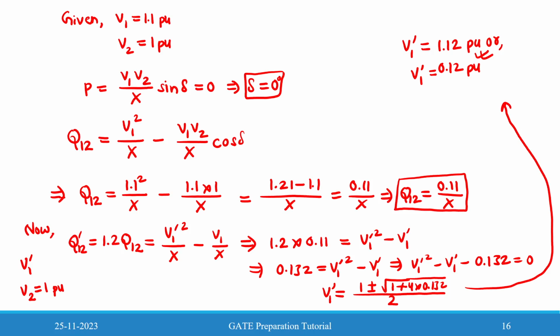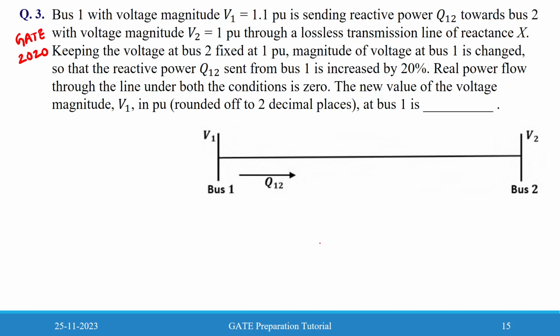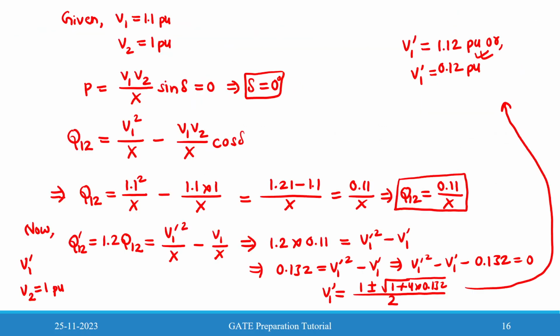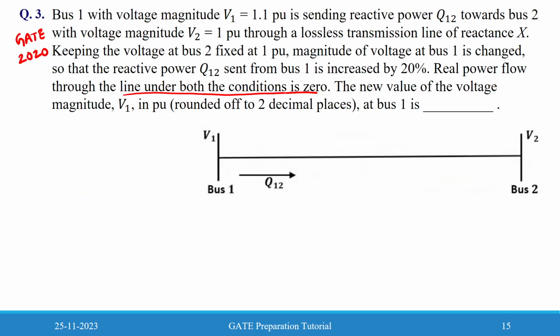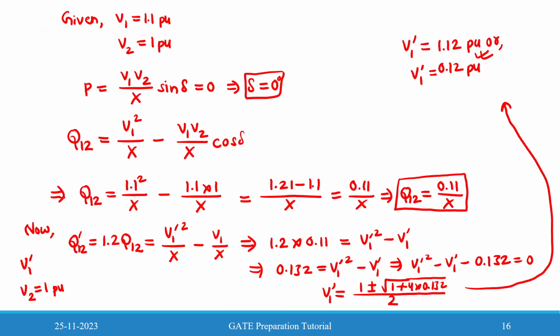So we are given the V1 magnitude and V2 magnitude. Since the active power flowing through the line under both conditions is 0, we will first find the power angle. So we get the power angle as 0. First we will find this Q12 in terms of X. It is also given that keeping the voltage at bus 2 fixed, the magnitude of bus 1 voltage is changed so that the reactive power Q12 is increased by 20%. So you have to find this V1 dash, the increased value.